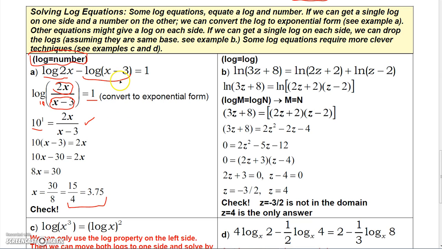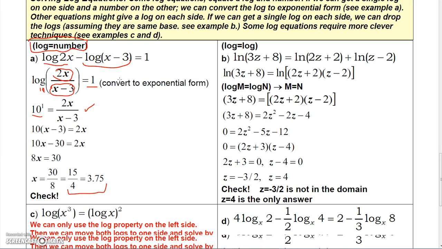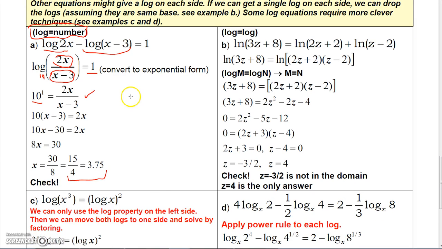So mainly I'm just checking to make sure that I don't get an answer that's going to give me a negative or 0 when I take the log. Okay, another thing that can happen is maybe you have a log on both sides. Well, if you have a log on both sides, you can use the one-to-one property and just throw away the logs. So here I have the natural log of 3z plus 8, and over here I have the natural log of 2z plus 2 plus the natural log of z minus 2.